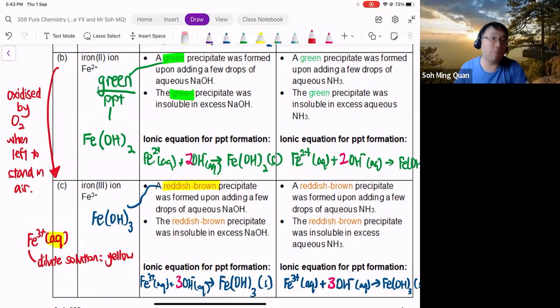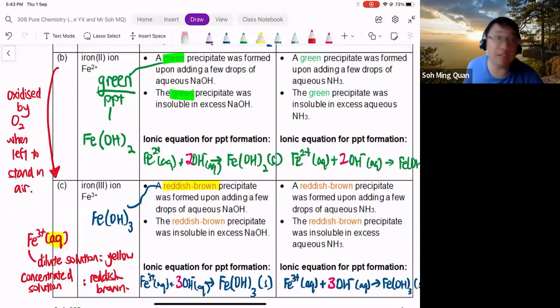So when is it actually reddish brown in solution? When it's concentrated. So a concentrated solution will look reddish brown. And that also explains why the precipitate looks reddish brown, because precipitates are solids. So the solids are dense and condensed, all right? They're very dense. As a result of that, they will look brown, all right?